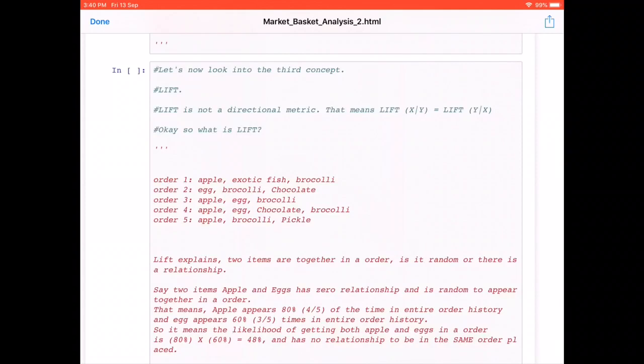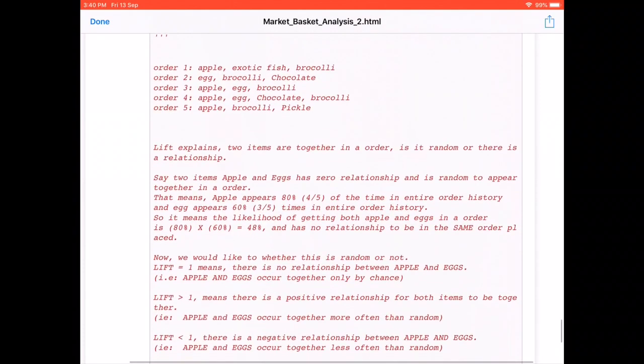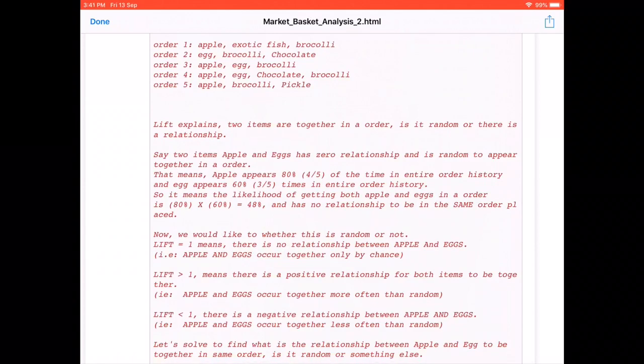That means lift of x given y is equivalent to lift of y given x. So the question is now, what is lift? I'll take the same order list again, so we have 5 orders. In order to explain lift, we want to know that whenever two items are together in an order, is it a random chance or is there in fact a relationship? If I pick apple and egg from my order history, is it just a random event that they are together in the order, or did the customer really put some thought behind it to get apple and eggs together? So we want to study that relationship.